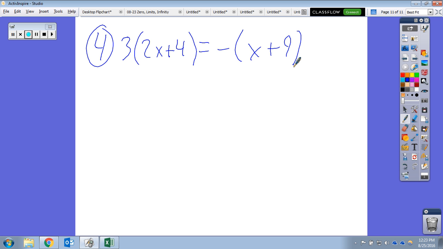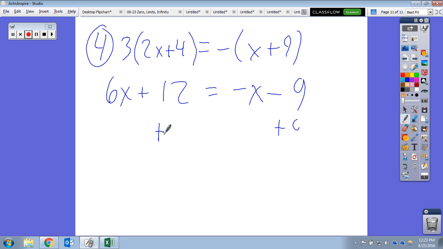We distribute, help me out guys, 3 times 2x, 6x, then plus 12, negative 1x, minus 9, right? And then what do you want to do from here? Add 9 to both sides. If we do that, we would have 6x plus 21 equals negative x.